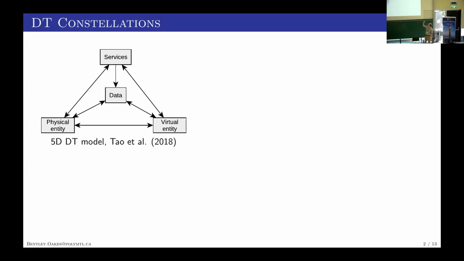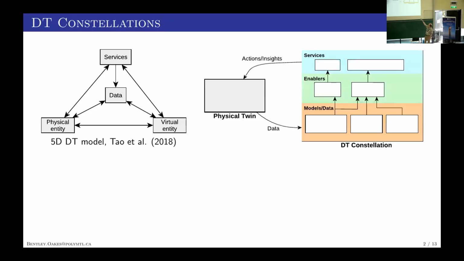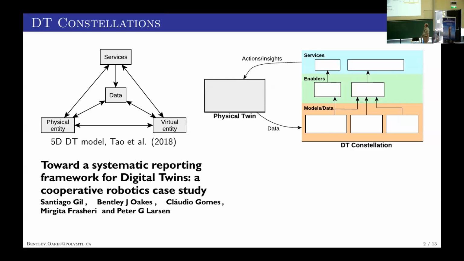But the way I think about a digital twin is like this. I like this representation. Why? Because you actually get the loop, the loop of the data and the actions and the insights. You get the physical twin, digital twin constellation, services at the top, and the models and data on the bottom. And you get this thing that we've been calling enablers. What are enablers? It's computational components. It's because we want to link the models and data to the services, and we want to see the links between them.